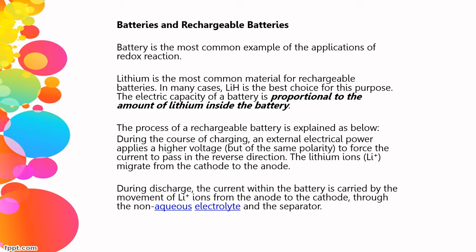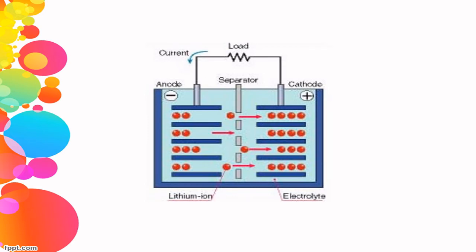During charging, an external electrical power applies a higher voltage to force the current to pass in the reverse reaction. So the lithium ions migrate from the cathode to the anode, and during discharge, the current within the battery is carried by the movement of lithium ions from the anode to the cathode through the non-aqueous electrolyte in the separator. This is how a lithium battery looks like. It involves the movement of electrons from the anode to the cathode.